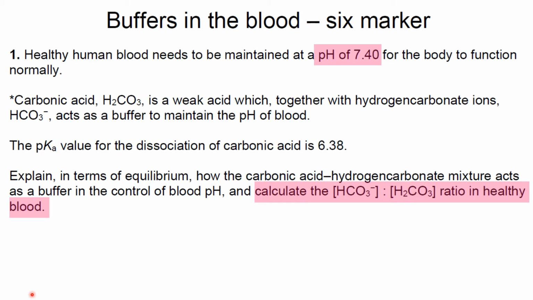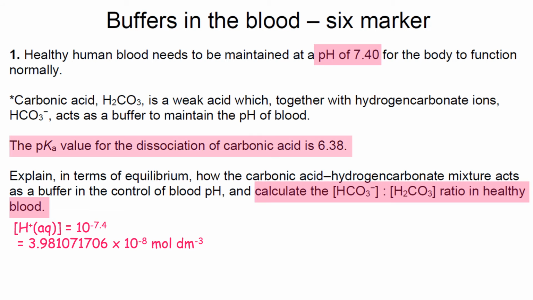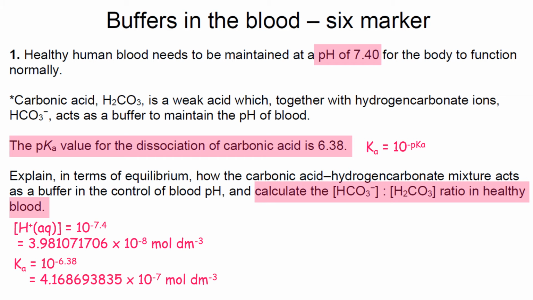So the first thing to do, like we talked about, was to go for 10 to the minus pH. Now you'll notice I'm leaving the calculator value in there. You don't have to write this out. You could write 3.98... for example, and save it to your calculator's memory. Now the next piece of information is given to us as a pK value. There's a simple conversion you can do. So Ka is 10 to the minus pKa. A similar type of calculation to the one we did a moment ago, and this time it gets us 4.168693835 times 10 to the minus 7. Both of those are expressed as moles per decimeter cubed.